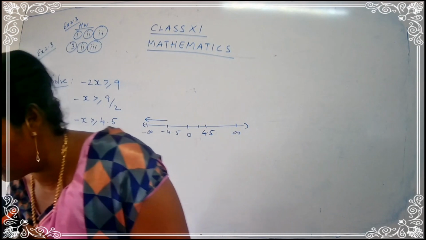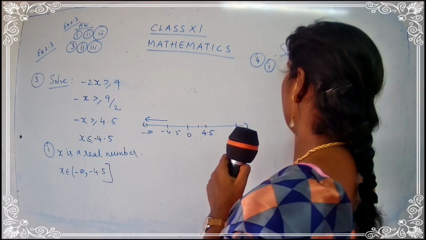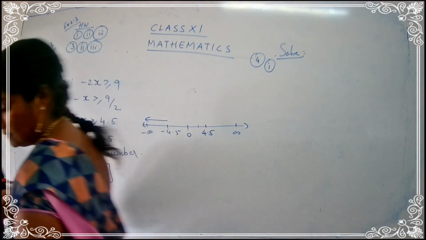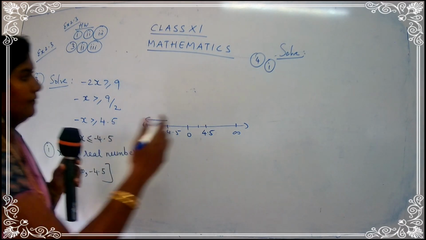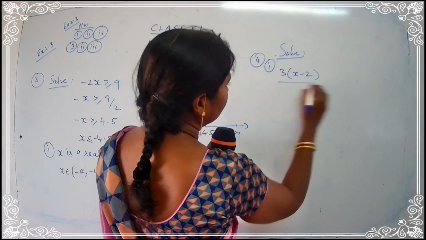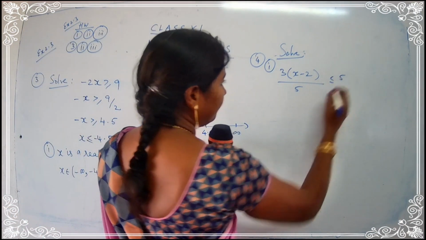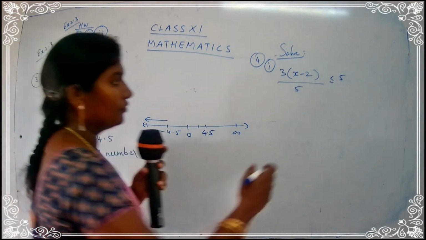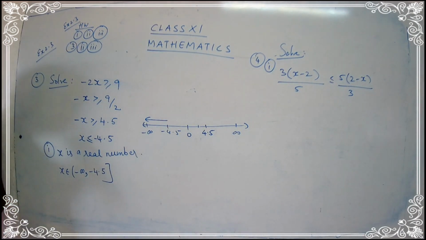Come to question number 4. First subpart, let's solve: 3x minus 2 upon 5 is less than or equal to 5 times 2 minus x upon 3. Clear? What's given to you? 3x minus 2 upon 5 less than or equal to 5 into 2 minus x upon 3. So just listen to this sum carefully, children.